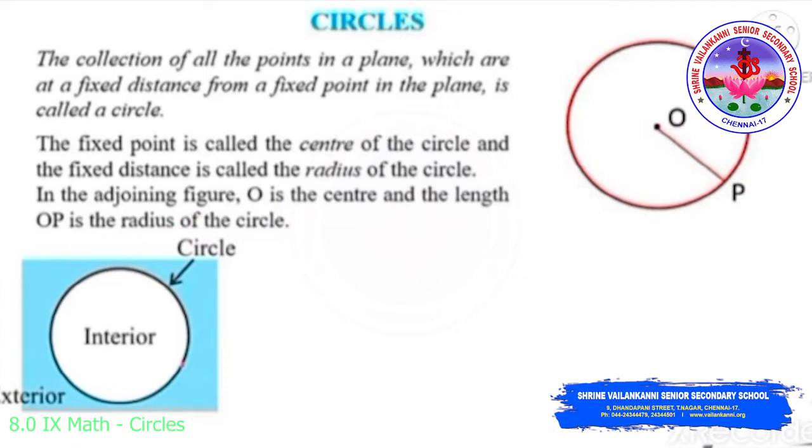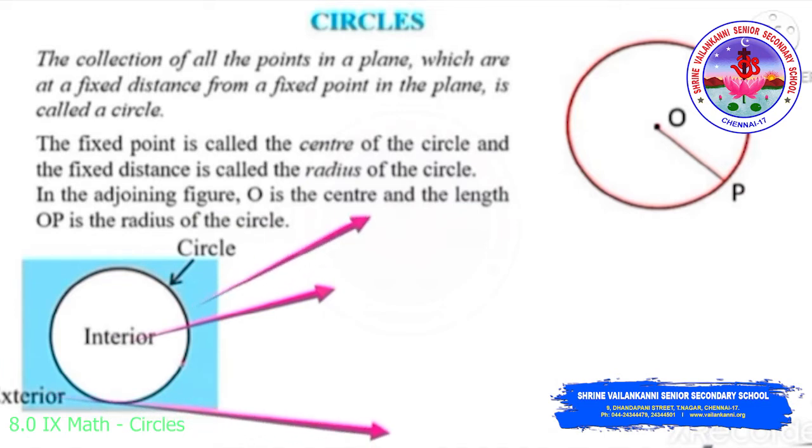The circle divides the plane into three parts. First one, interior region of the circle. Second, exterior region of the circle. Third one, on the circle.